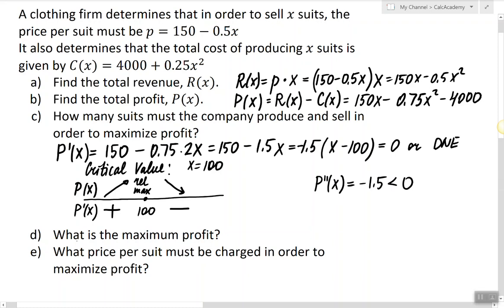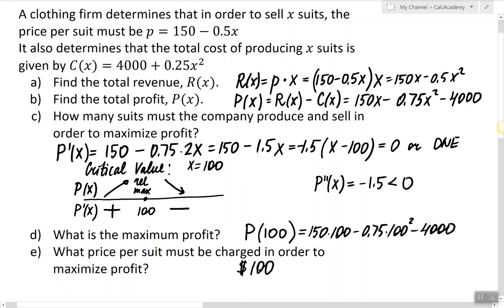Anyway, so the answer to the question, what is the maximum profit, is P of 100. And the answer to the question, what price per suit must be charged in order to maximize the profit, is $100. So the only thing left is to evaluate P at 100. So P at 100 will be 150 times 100 minus 0.75 times 100 squared minus 4,000.